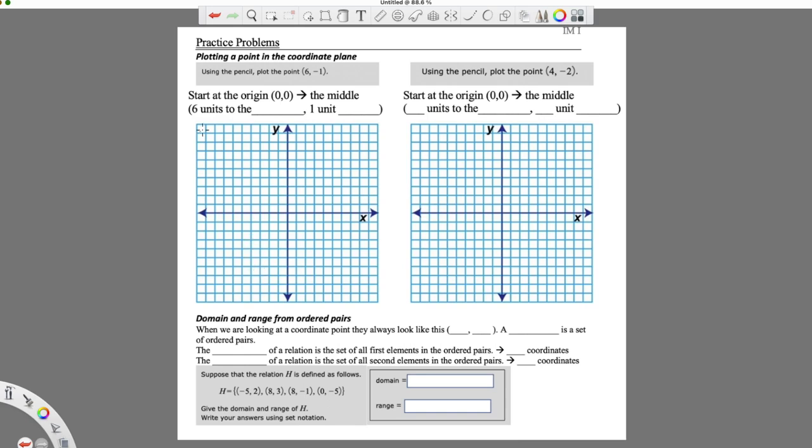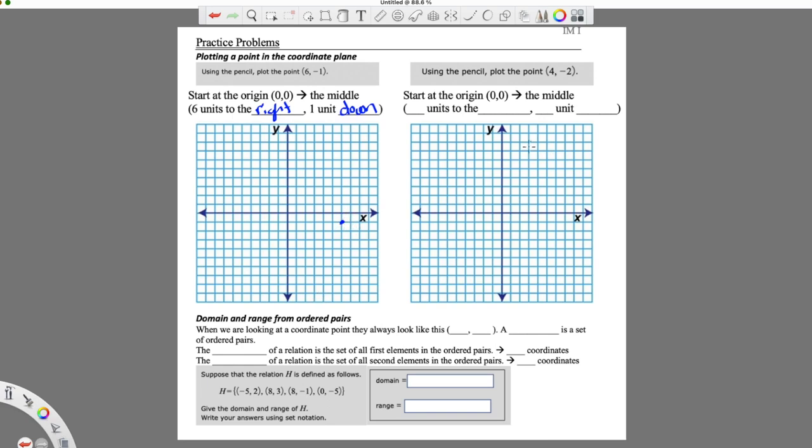So start at the origin, which is that 0, 0 mark. I haven't gone anywhere. Which is the middle, right? I even put the middle there. And then we're going to move 6 units to the, well, it's positive, so I'm going to go to the right. And from there, I'm going to go 1 unit. Since it's negative, I'm going to go 1 unit down. So I'm going to go 1, 2, 3, 4, 5, 6, and then 1 down. And there we go. We plotted that point.